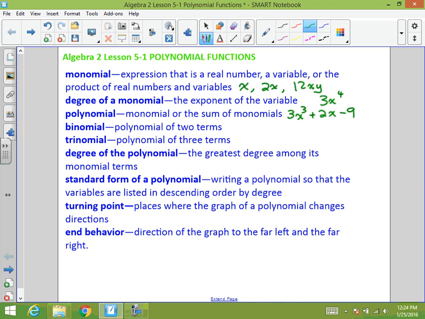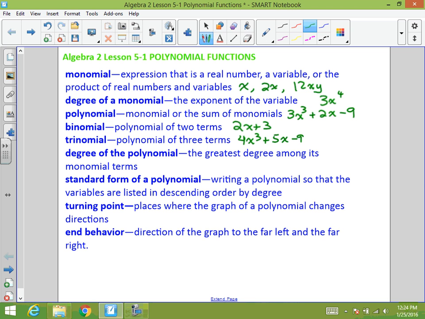A binomial is a polynomial of two terms, like 2x plus 3. A trinomial is a polynomial of three terms, 4x to the third plus 5x minus 9. The degree of the polynomial is very similar to the degree of the monomial. It's the greatest degree among monomial terms. So you find the monomial that has the highest degree. That's the degree of the monomial, but it also becomes the degree of the polynomial as well.